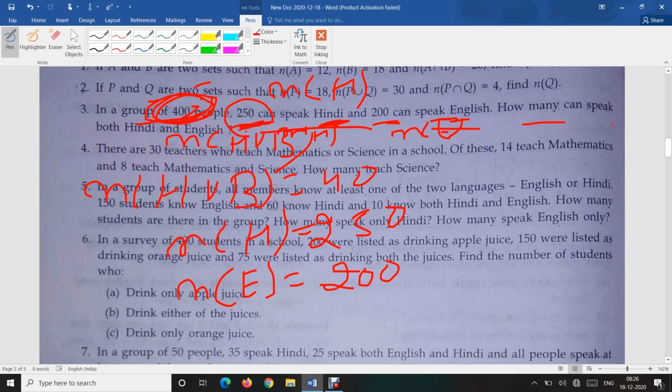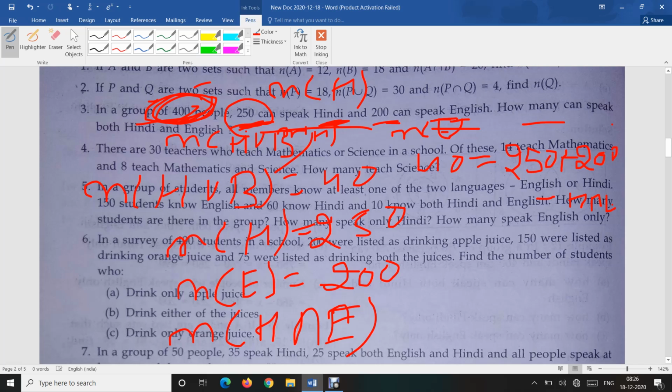How many can speak both Hindi and English? That means you have to find n of h intersection e. You can apply the formula and solve the question. That means n of h union e is equal to n of h plus n of e minus n of h intersection e. So I am putting the values directly. N of h union e is 400, h is 250 plus e is 200 minus, you have to find this portion, h intersection e.